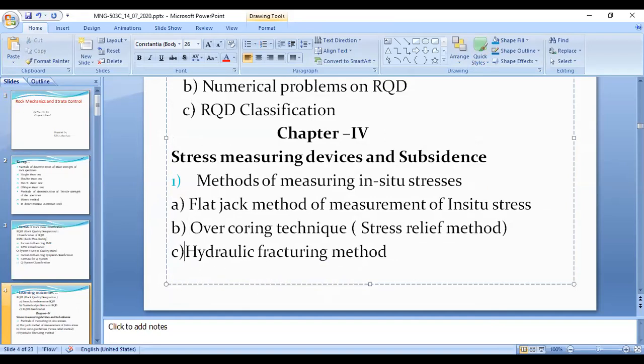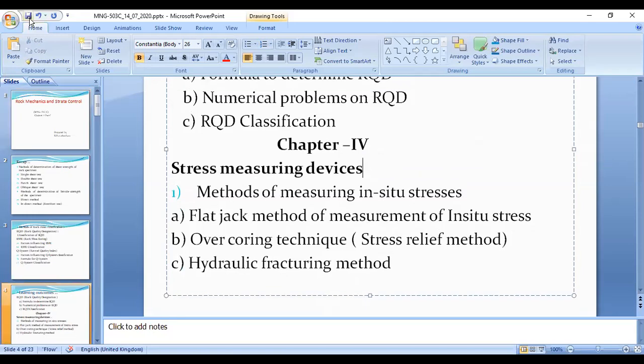so along with RQD, I'll be discussing these three methods of measuring in-situ stresses as part of this video lecture. Okay, anyway, I'm not going to cover that as part of this. Let me remove this also. Yep, this is more specific. Okay, yeah, let's move on.